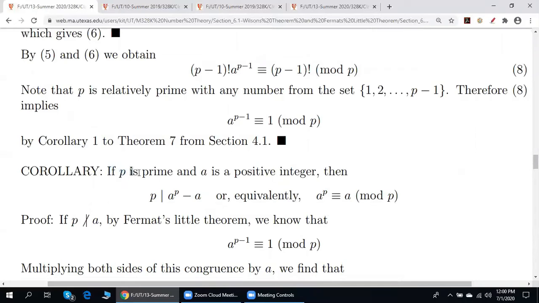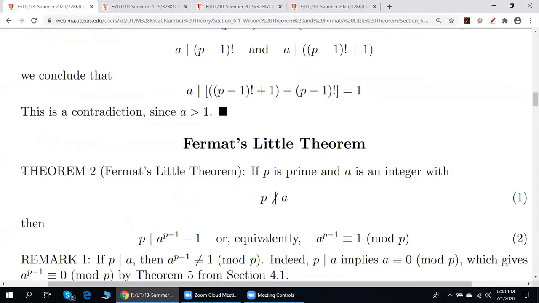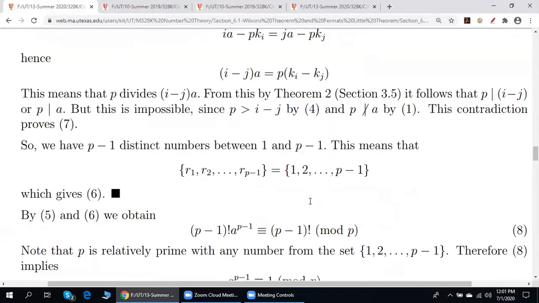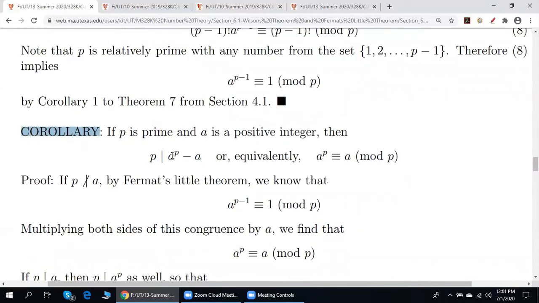Next, corollary. If P is prime and A is a positive integer, then P divides A to the P minus A, or equivalently, A to the P is congruent to A modulo P. Please compare this corollary with Theorem 2. In Theorem 2, P does not divide A. Over here, there is no such condition anymore.